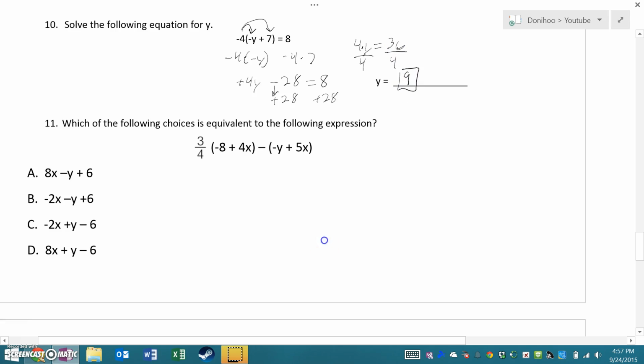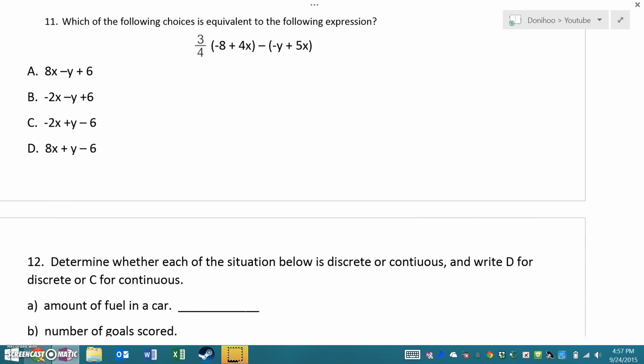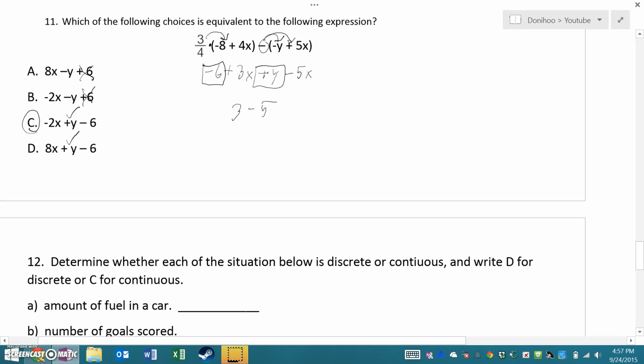There's my answer. Which of the following choices is equivalent? I'm going to do my distribution. 3/4 of 8 is negative 6. 3/4 of 4 is 3. Now I'm going to distribute this negative. That's going to change the sign of the y. That's going to change the sign of the 5. I know my answer has to have negative 6. I know my answer has to have positive y. Now, 3 minus 5. That would be negative 2.